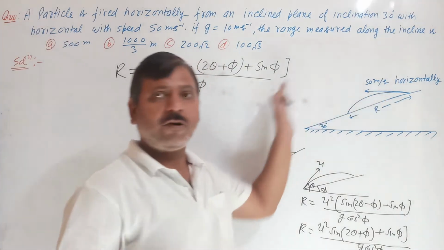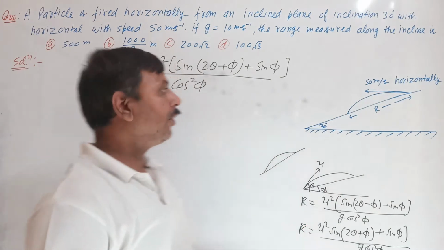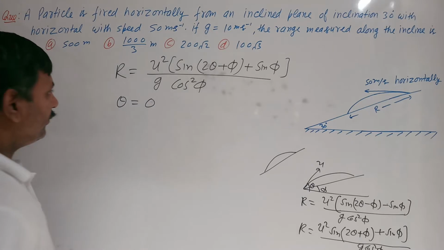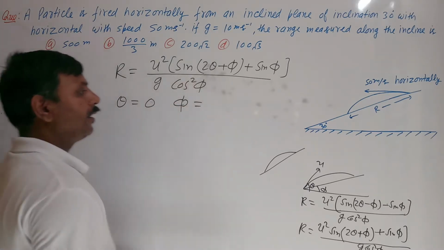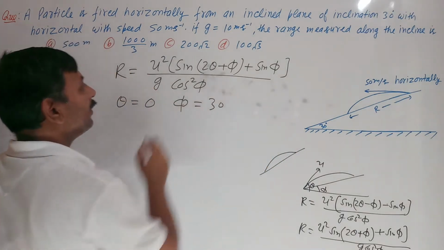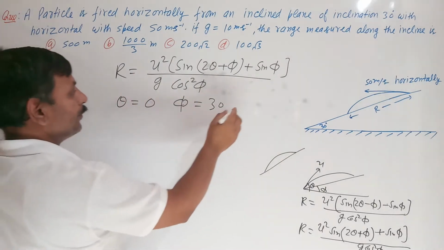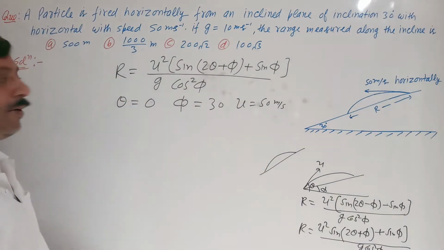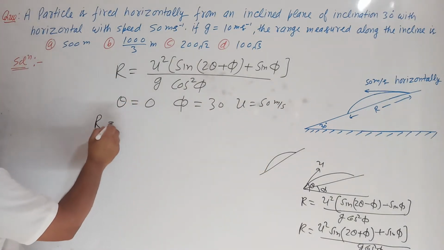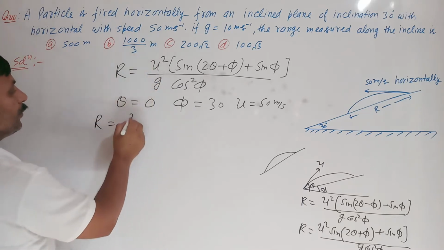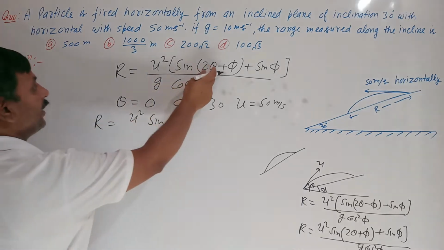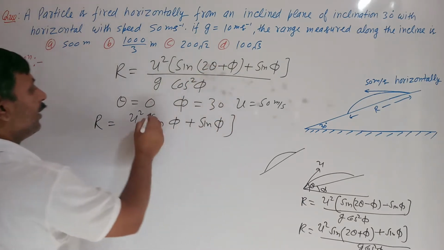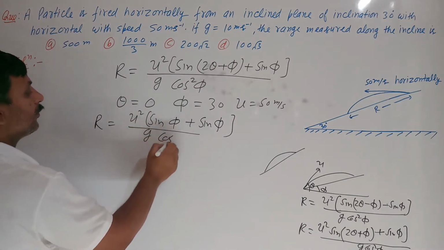Here object is projected horizontally. Meaning angle from the horizontal, what happens? Theta is equal to 0 degree and phi they have given 30 degree. U initial velocity they have given 50 meter per second. G they have given 10. So if theta is equal to 0, what happens? U square sine theta is 0, so sine phi plus sine phi divided by g cos square phi.